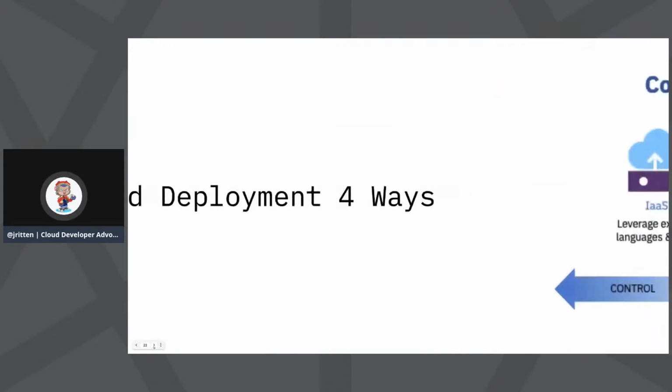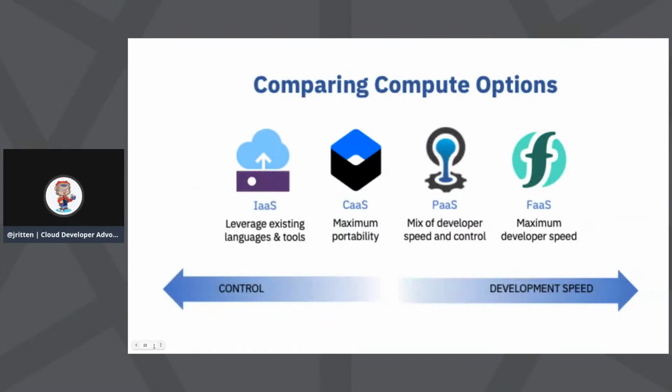So feel free to explore this. A lot of times, I like to show this just so you know the difference in compute options, right? So IaaS, infrastructure as a service, right? Think of your VMs. We have containers as a service. Think of Kubernetes, OpenShift. We have platform as a service. Think of your Cloud Foundry applications.